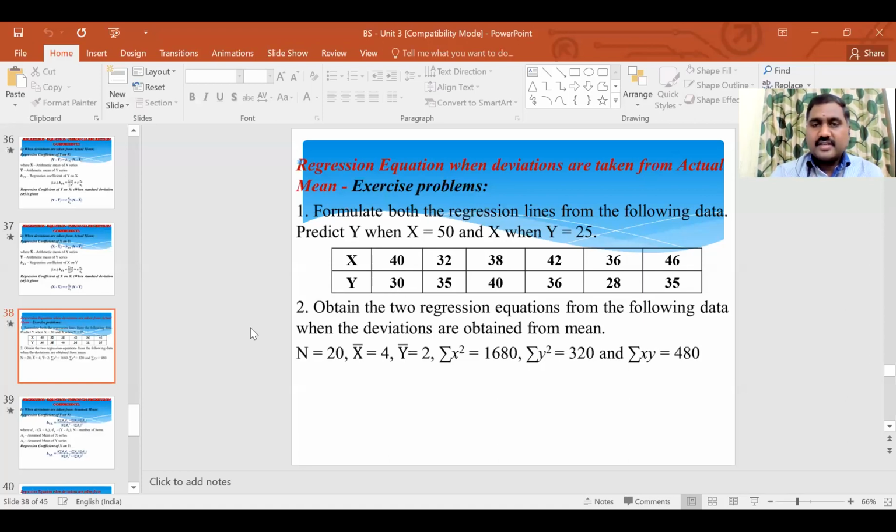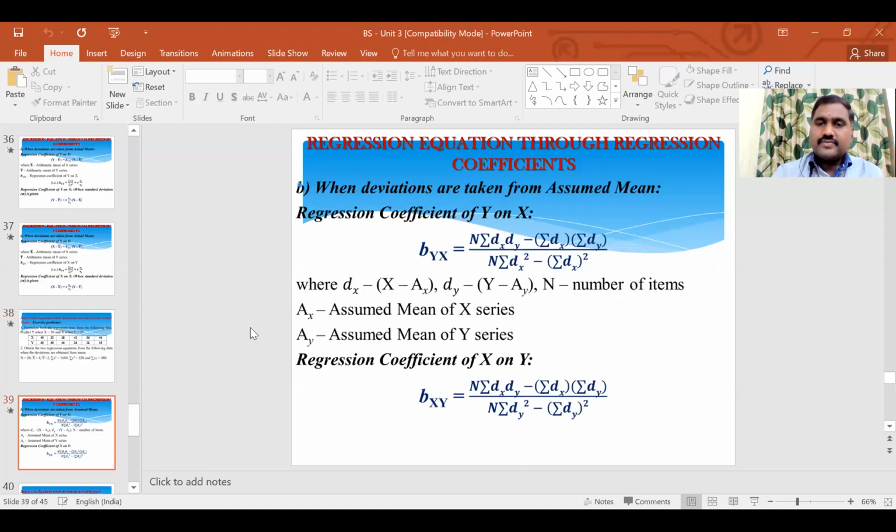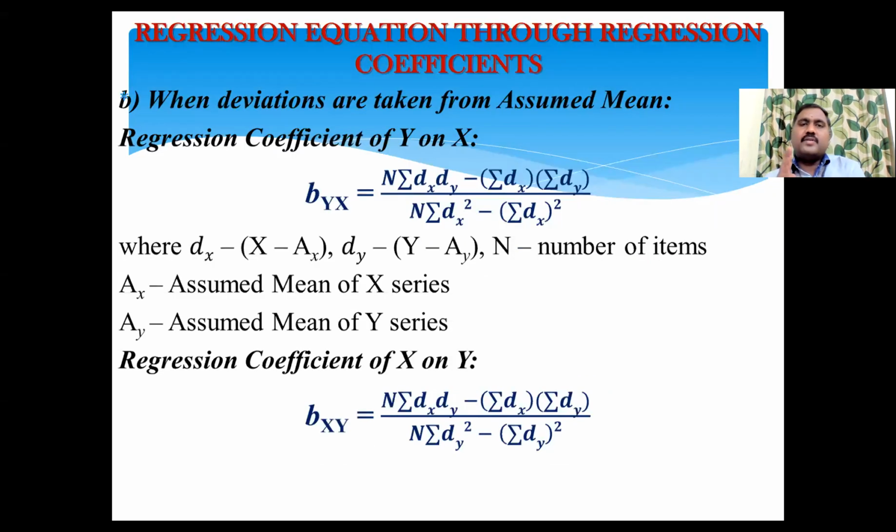Now the next one is how to find the regression equation through regression coefficient by assumed mean. Take down this formula. The same method we are going to do, but in the previous method we calculated x bar. Now we have to choose an assumed mean, a value. Choose any one from the given x and given y, and then find dx, dy. The same procedure you have to follow. Now take down this formula. The second method is under regression coefficient: how to find the regression equation y on x and x on y through regression coefficient from assumed mean.